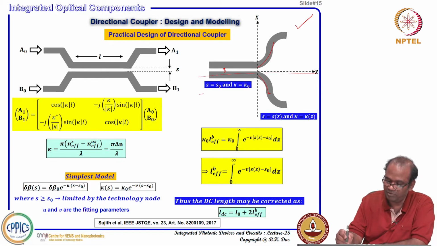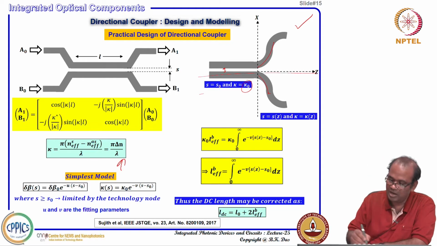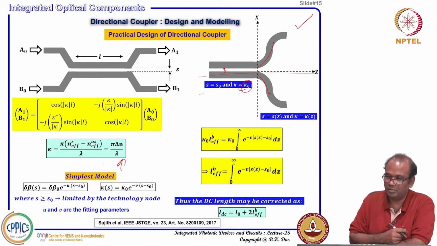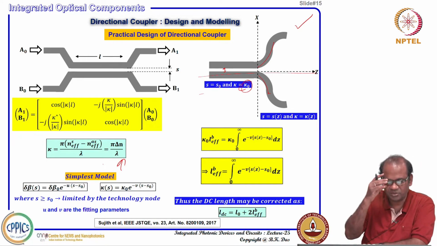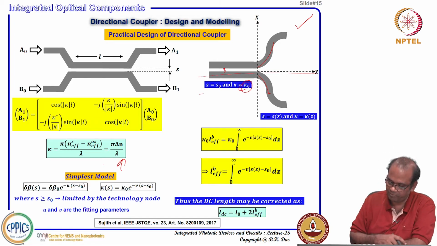So, when S equals S0, I can calculate what is kappa naught, just by calculating the symmetric and antisymmetric modes, and using this formula I can find kappa naught. S only I will be putting there. While solving for the symmetric and antisymmetric modes, S will be just 150 nanometer, or depending on the technology node or the yield you can get in your fabrication laboratory.